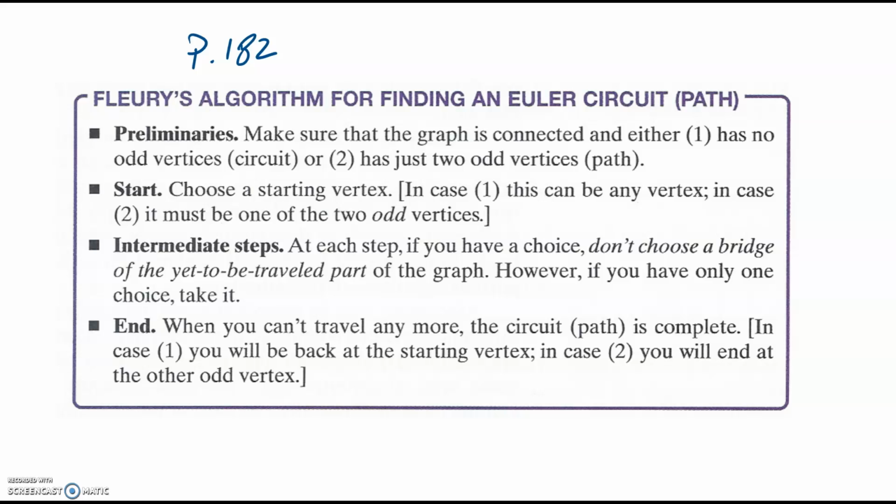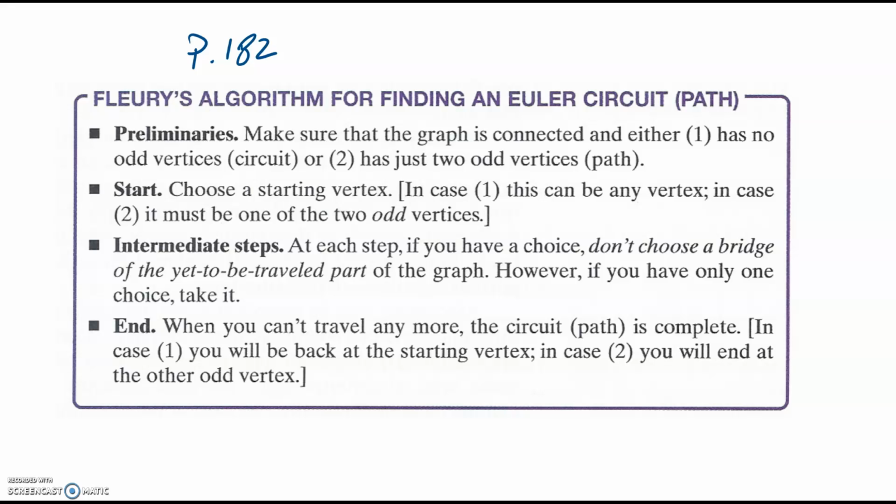First thing, we have some preliminaries. Make sure the graph is connected and either has no odd vertices, that would make it a circuit if they're all even, or has just two odd vertices. Remember, if it has more than two odd vertices, we cannot have an Euler path. So we start by choosing a vertex. If you have an Euler circuit, it can be any vertex in the graph. But if you have just two odd vertices, you have to start at one of the odd vertices.